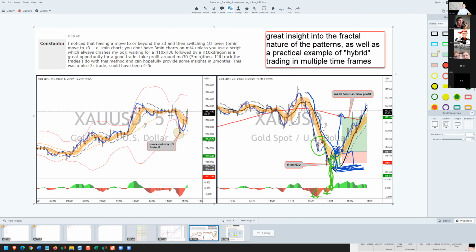So really nice work from Constantine. That's hybrid trading in a nutshell: multiple time frame standard patterns. So well done to both of the fellas.